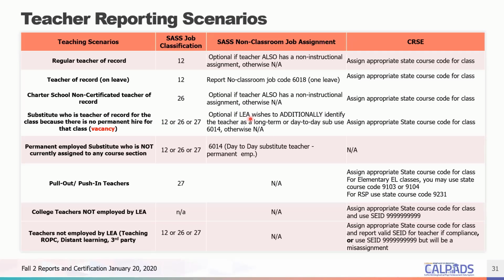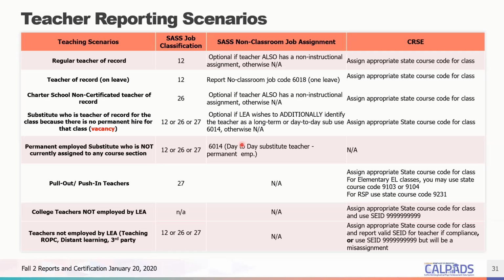Okay. Now, let's say you have a substitute teacher who is assigned to a class on census day, but you can't report them because you are told to report the teacher of record. So how do you account for this group of teachers? Well, you still report them if you want, and then instead of assigning them to a class, report them with a non-classroom job assignment code of 6014.